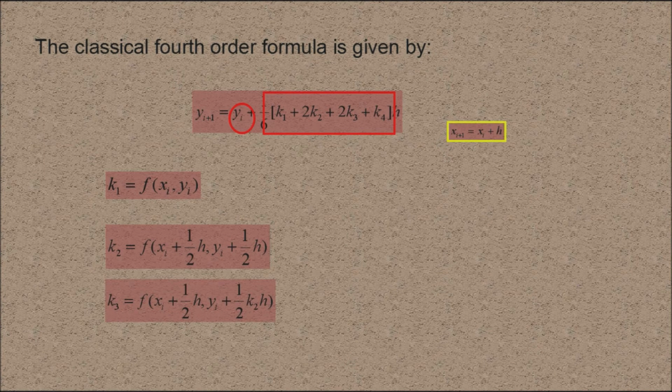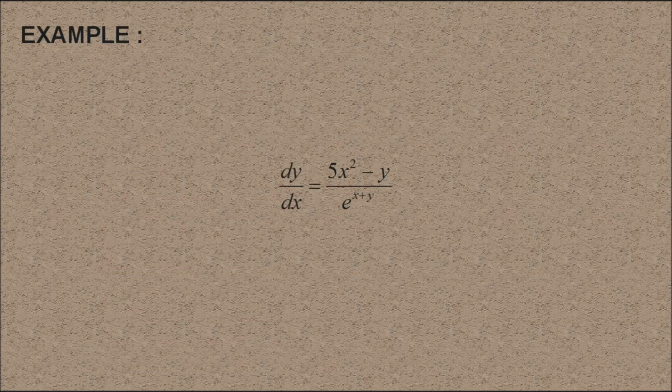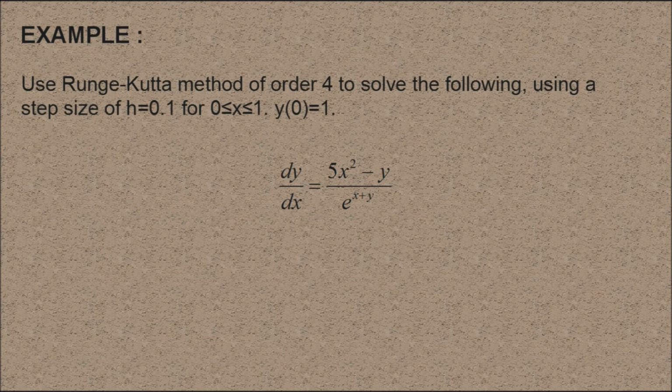k3 is also similar, except it is y times k2 here. And k4 is evaluated at x plus full step size and y plus the full step size multiplied by k3. And so, this gives us a better approximation than the Euler method, which just used the function at the previous point. So what we want to do next is apply this formula on a differential equation problem.